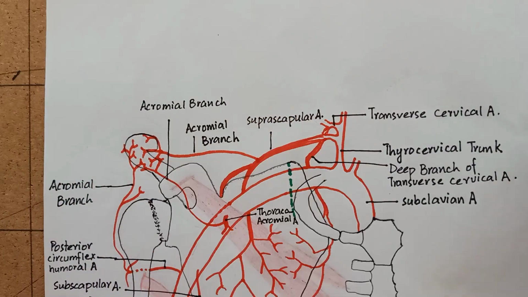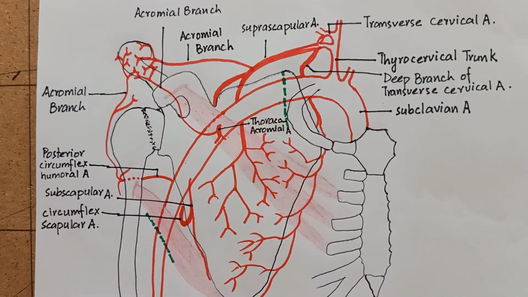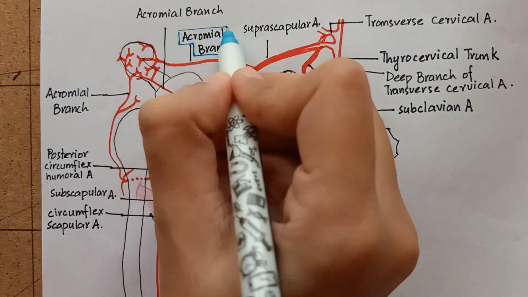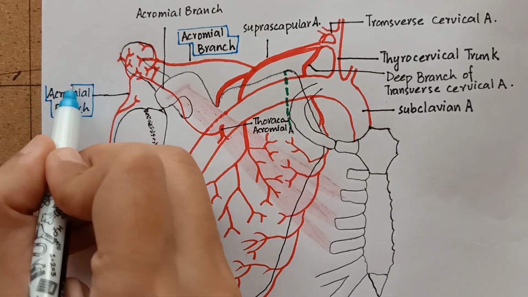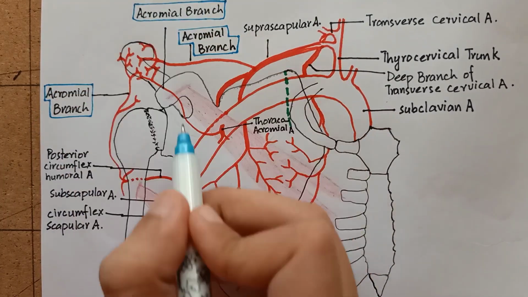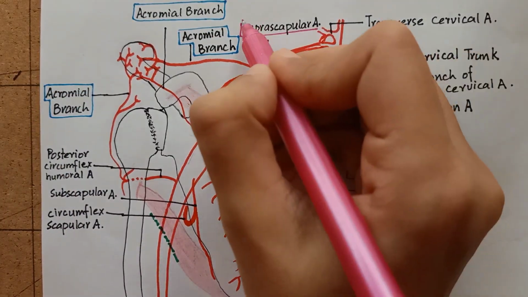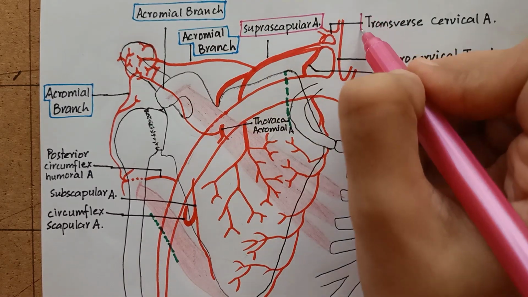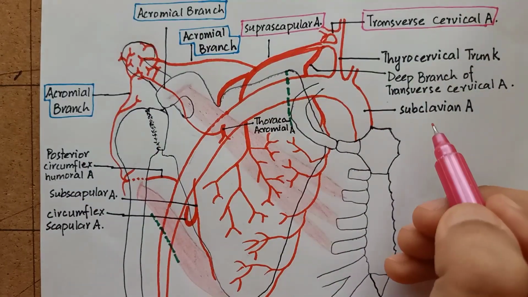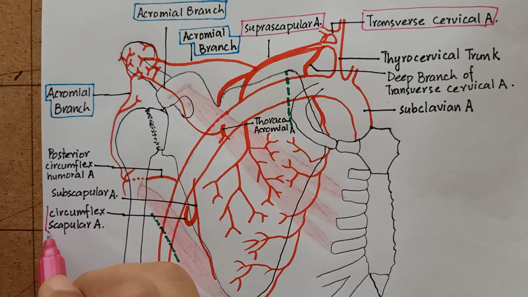You can note that the anastomosis over the acromion process is between a branch of subclavian artery and the branches of second and third part of axillary artery, while the anastomosis around the body of scapula is between the branches of subclavian artery and a branch of third part of axillary artery.